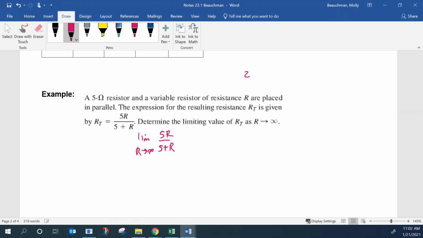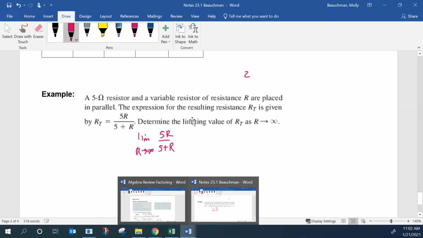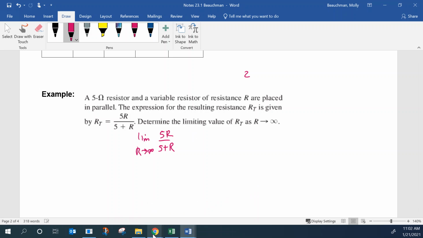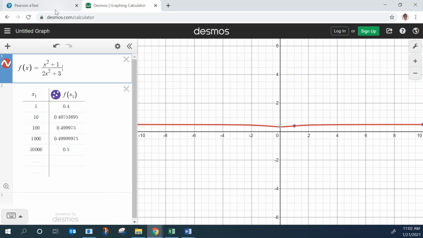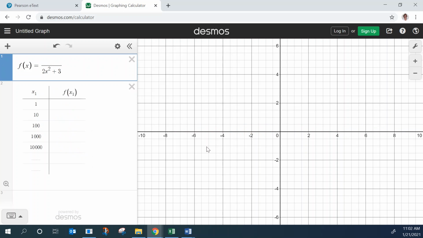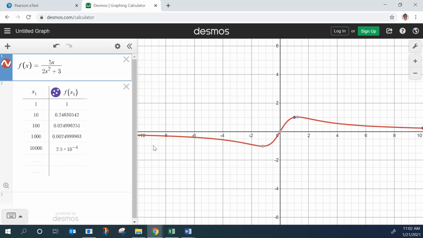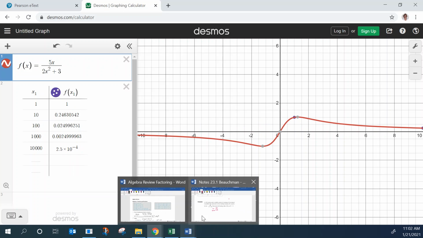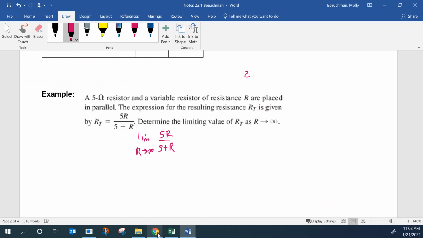So as capital R, the variable resistance R, gets larger and larger, then what happens? So let's do this numerically. I'm going to go ahead and type it in, 5R over 5 plus R. I'll just use X. So I've got 5X over 5 plus X.